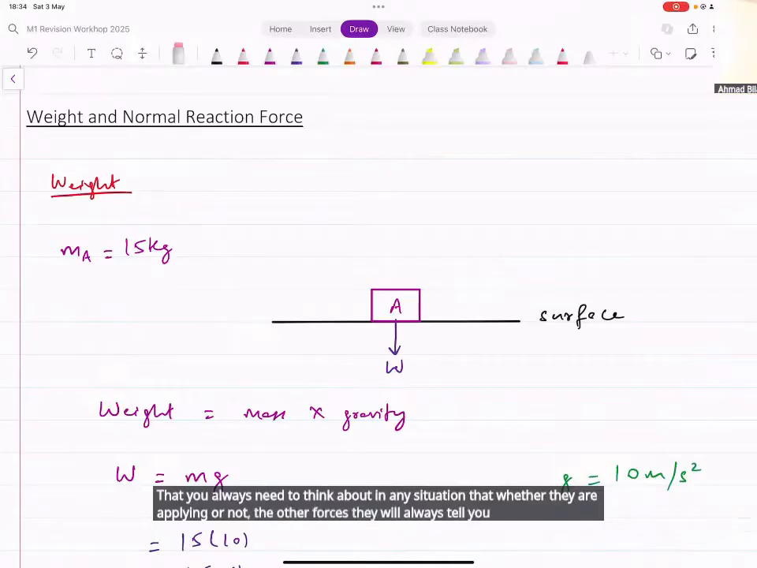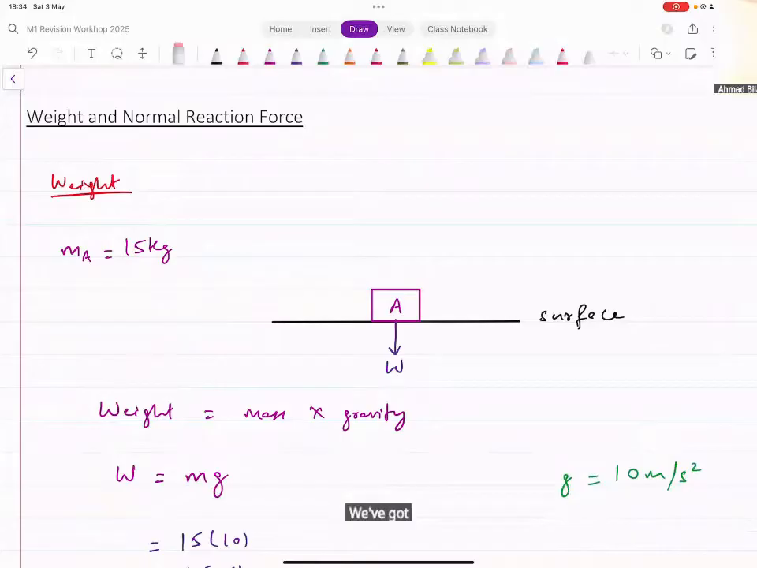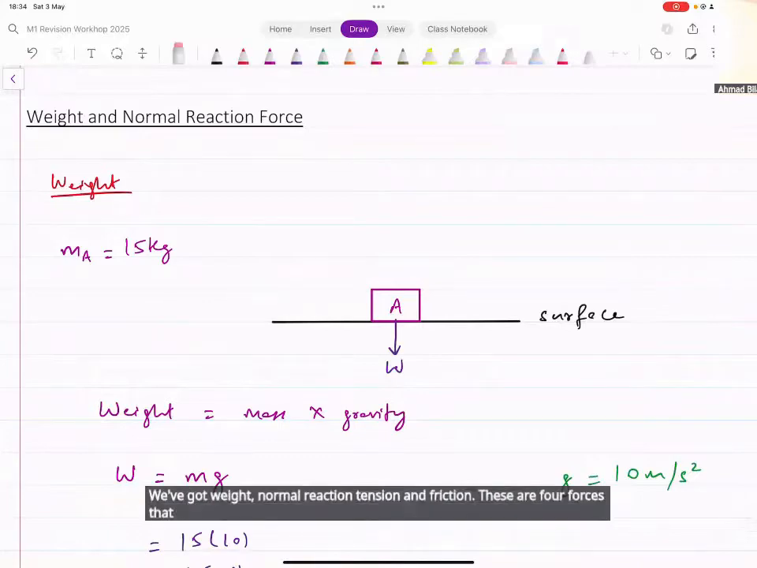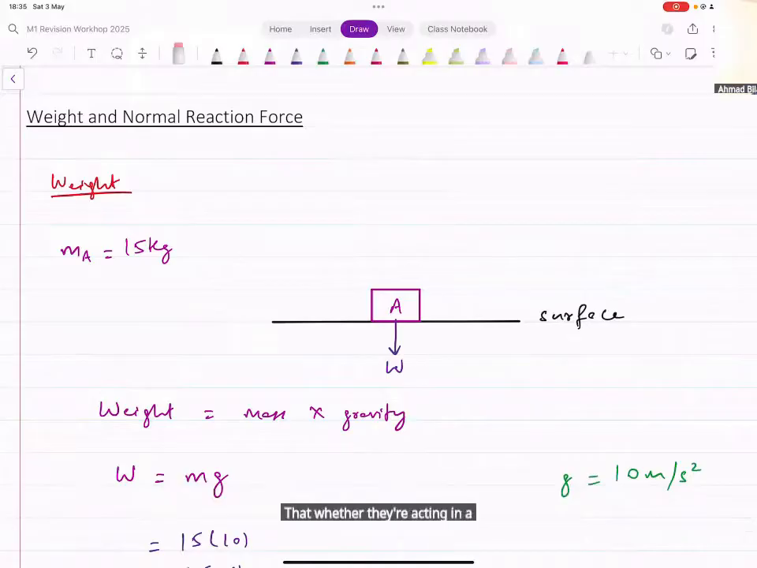So what are those forces that you have to think about yourself? We've got weight, normal reaction, tension, and friction. These are 4 forces that you'll have to think about yourself, whether they're acting in a particular situation or they're not acting. Okay, weight, normal reaction, tension, friction. Now let's start with weight first of all.